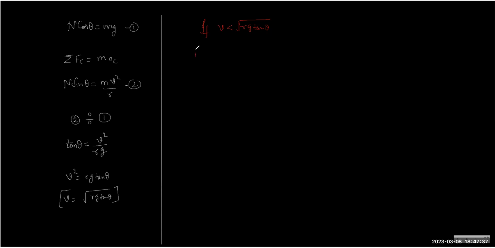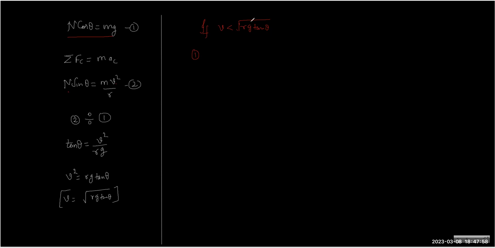So the body will skid or fall. See, the thing is, the one is the case when things are balanced, right? N cos theta is balancing the mg, right? But N is actually determined by this relation, V.